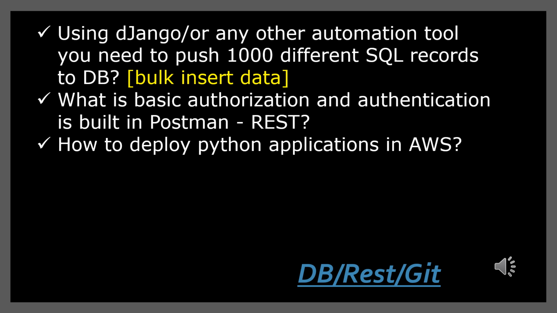Database, REST, and Git section. The first one is, using Django or any other automation tools, you need to push 1,000 different SQL records to the DB. There are many ways we can do it. Python has a default option like executemany, through which we can insert a lot of data. Second, we can add all that data in a CSV or Excel file, read the CSV file through some loop statements, read each line, and insert the records one by one.